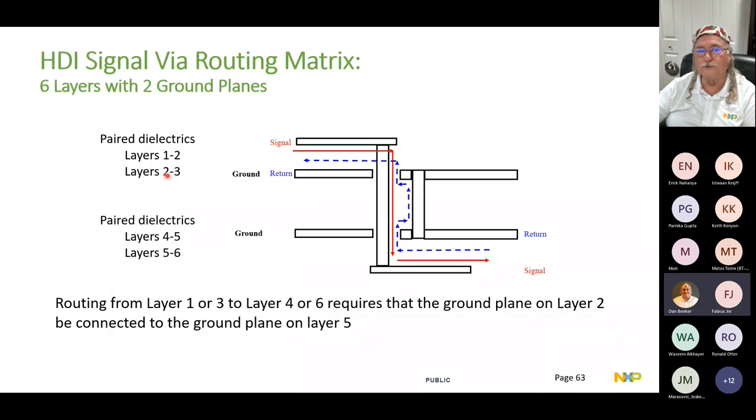But when I go from 1 or 3 to 4 or 5, I have to make sure that there's a ground transition via next to the signal. And in HDI, you have to make a stack, because there's going to be 2 more layers in here. And so I've got to make a hole through layer 3 and a hole through layer 4 to connect the ground between 2 and 5. And then I've got to connect 1 through the board stack to keep this dielectric. So I'm connecting the dielectric on the top of the board stack through the via pair to the bottom of the board stack.